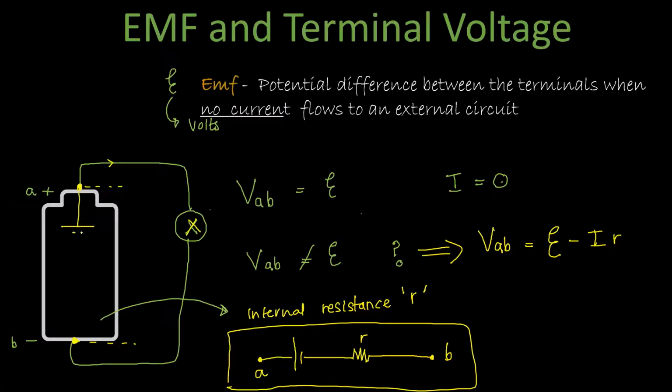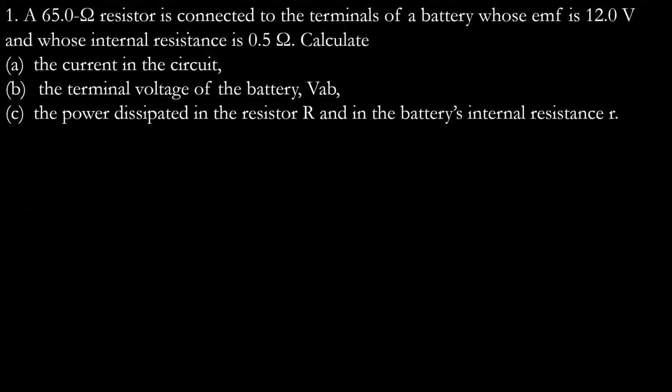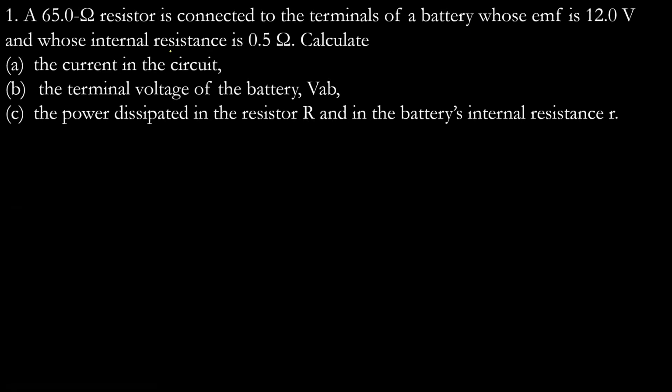So your actual battery is not just a source of EMF or electromotive force, but there is an internal resistor also inside it. So with this formula in mind, let's go to our first problem. In this problem, we have a 65 ohm resistor connected to the terminals of a battery whose EMF is 12 volts and whose internal resistance is 0.5 ohms.